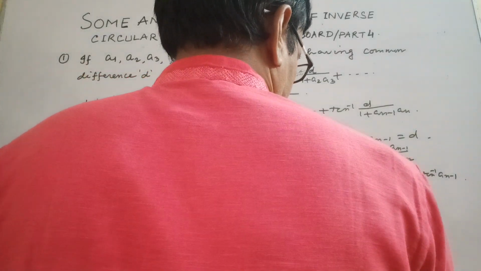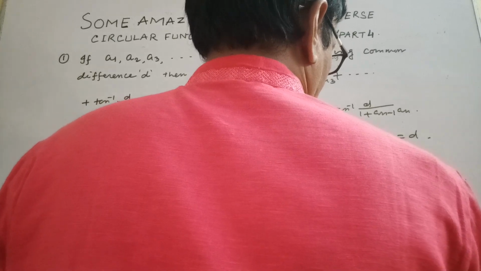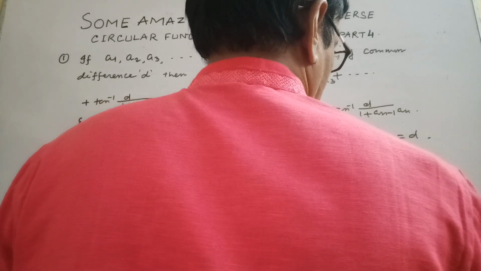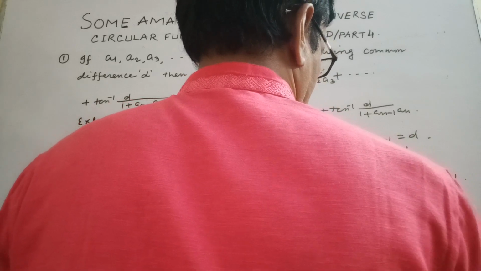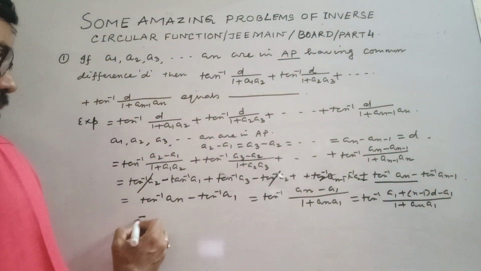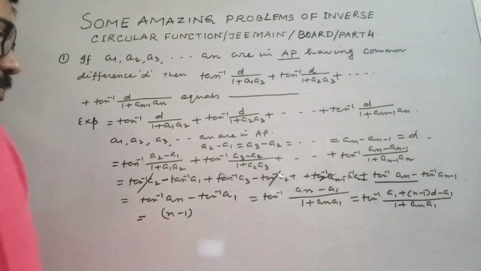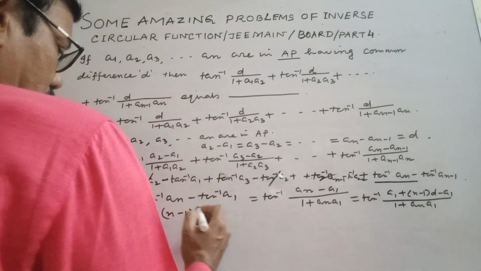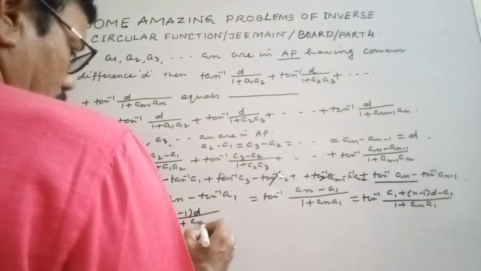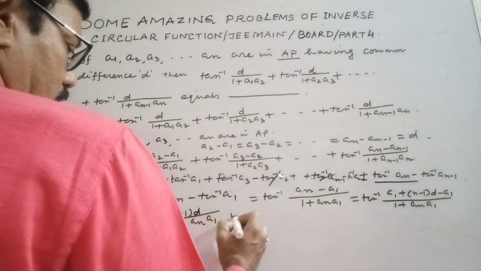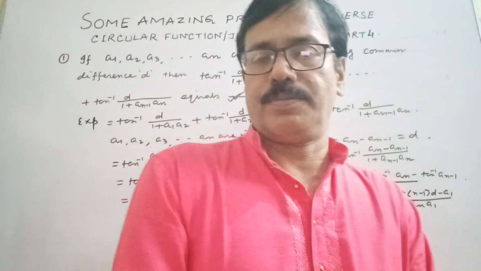So tan inverse. What is An? The nth term is A1 plus (n minus 1) into D. Subtracting A1 and dividing by 1 plus An A1, finally you are getting (n minus 1) into D by (1 plus An A1). So this will be our final answer.